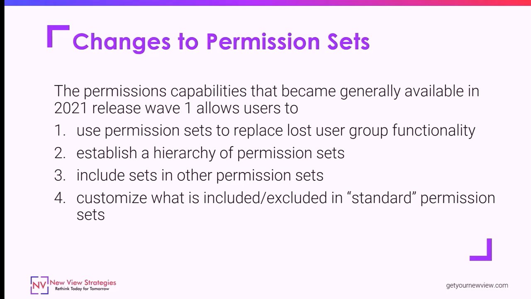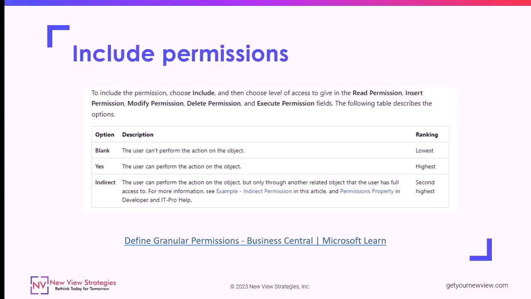The idea here is that we could use the D365 standard permission sets, and with these new composable permission sets, set them up with a hierarchy in a way that it will be easier to manage whenever we have an update. How are we going to do that? We're going to do that by using the include and exclude functionality within the permission set.